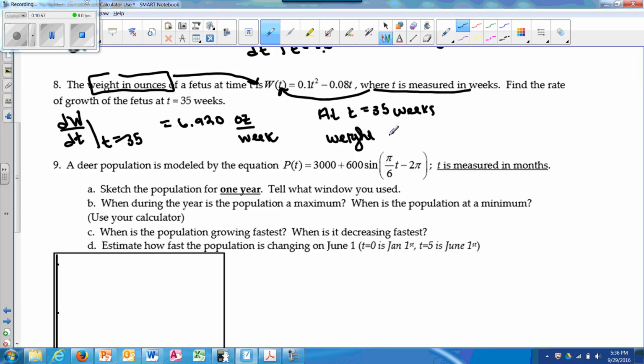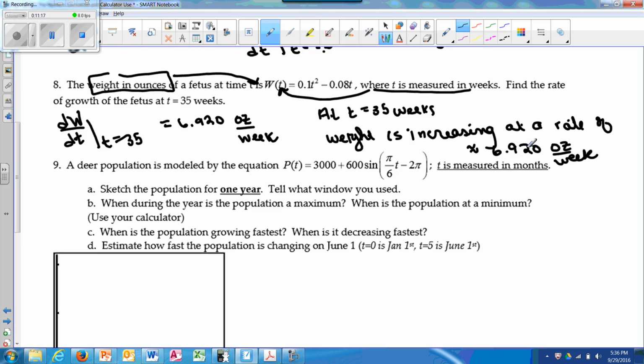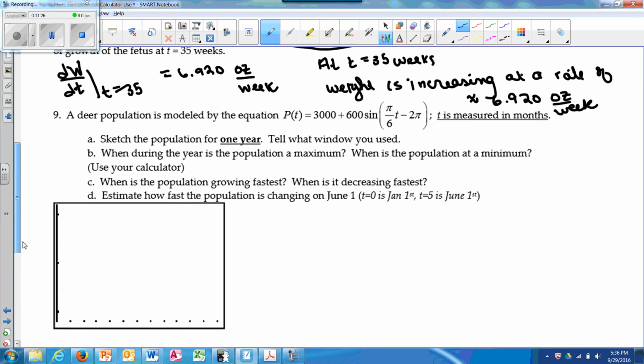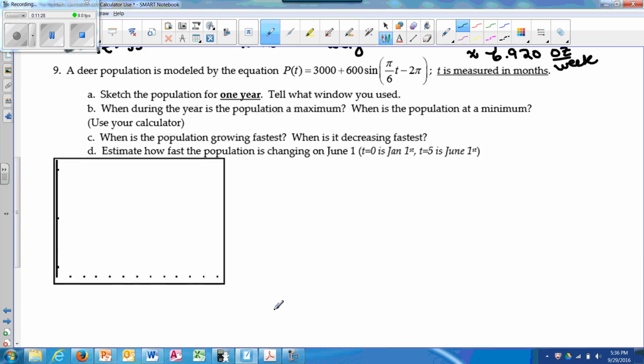So what this would mean is at t equal to 35 weeks, the weight, or W of t, is increasing at a rate of approximately 6.920 ounces per week. It's not growing the same rate all the time, just at that particular time.